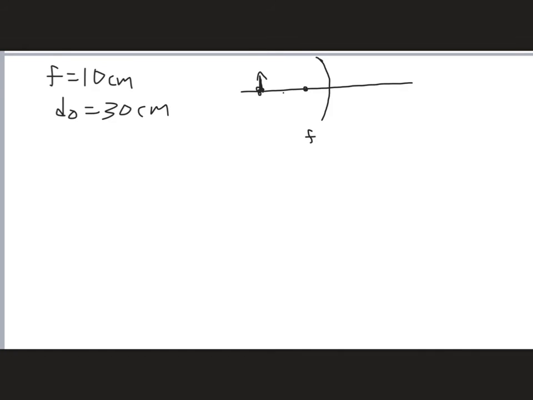Let's see how this works in practice with an example. We'll consider a concave spherical mirror with a focal length of 10 centimeters and an object distance of 30 centimeters. So I've drawn my little picture to build my ray diagram. I've drawn my mirror, and I've indicated where the focal distance is, and then the object, if this is 10, the object is going to be at 30. That means it's 3 times as far out.